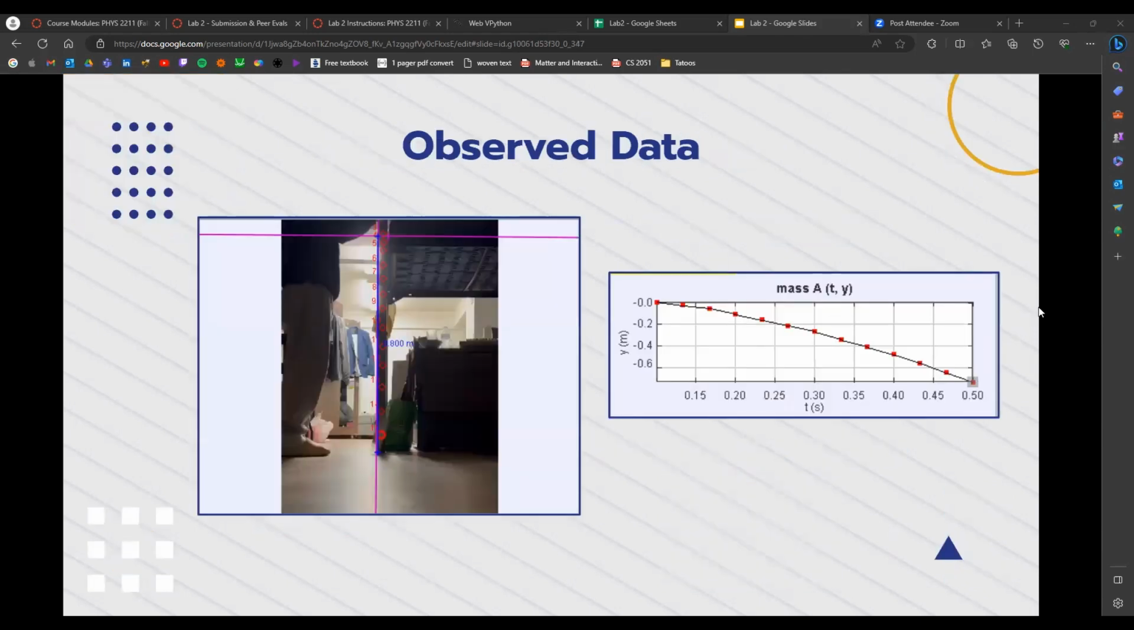For the observed data, the system was just an open box dropped from a specific height, and from Tracker, the data points were determined and graphed. As we can see, this was a downward facing curve, which meant that velocity was non-constant, acceleration was non-constant, therefore the net force was non-constant.